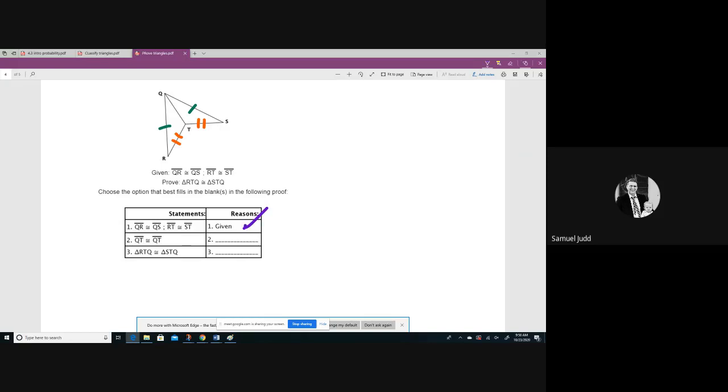Hooray! And then the last thing it says is QT is congruent to QT. So QT is congruent to itself. Well, that's the reflexive property. So we've proven all the sides are congruent. So a side, and a side, so the side-side-side postulate. That's how we proved them congruent. Hooray!